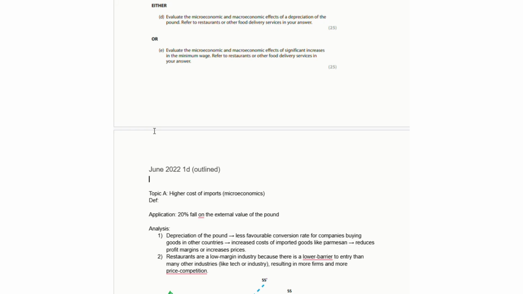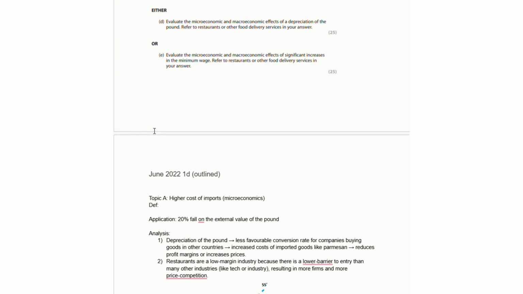Hello everyone, today we're just going to do a quick 25 marker from an Edexcel Paper 3. This is for A-Level Economics. And the question is, evaluate the microeconomic and macroeconomic effects of a depreciation of the pound. Refer to restaurants or other food industry services in your answer.